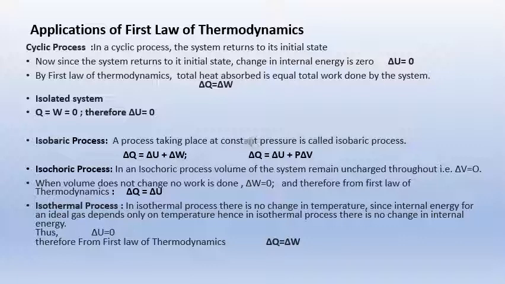Isothermal process. An isothermal process is one in which there is no change in the temperature. So the internal energy of the gas, as we know, depends only on the temperature. Therefore, in an isothermal process, delta U is 0. Applying it to the first law of thermodynamics, we get delta Q is equal to P delta V.